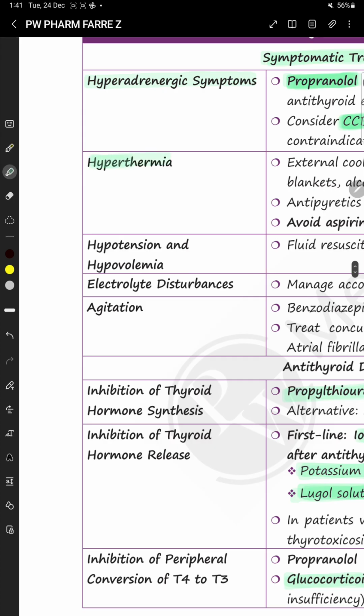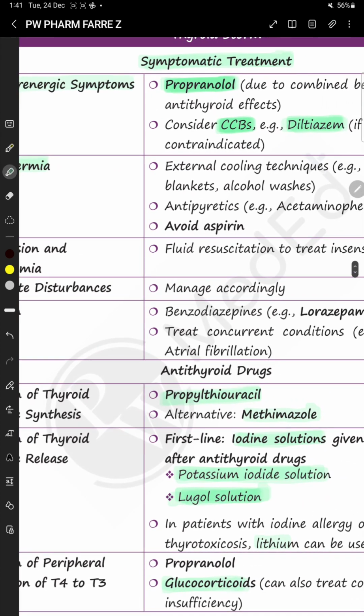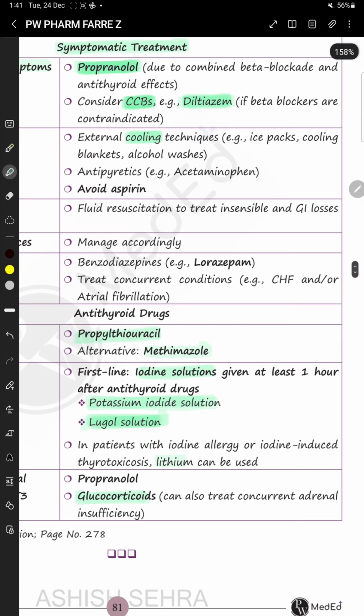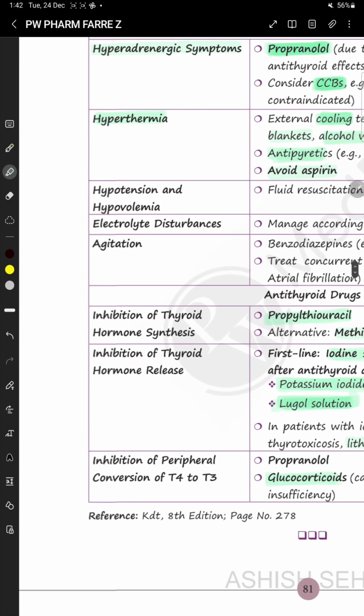Then hyperthermia is a symptom. To lower the high body temperature, we use external cooling techniques such as ice packs, cooling blankets, and alcohol washes. We can use antipyretics like acetaminophen, but avoid aspirin in thyroid storm.